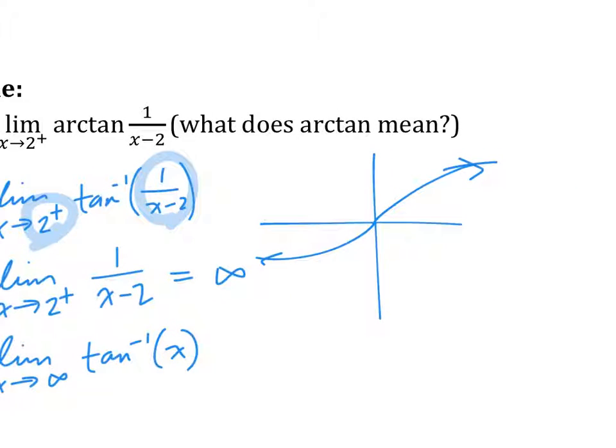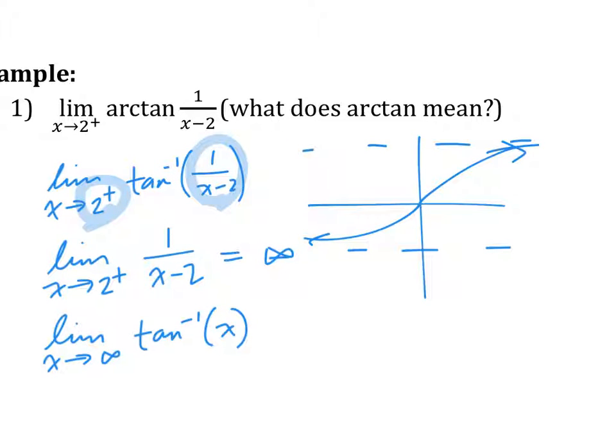Okay, so the question is, what are these? When x is going to infinity on this inverse tangent graph, where does y go? You got to remember the asymptote. Pi over 2. So this is going to pi over 2. So there is a limit. The limit is pi over 2. And you cannot evaluate it the traditional way. You have to do change of variable.